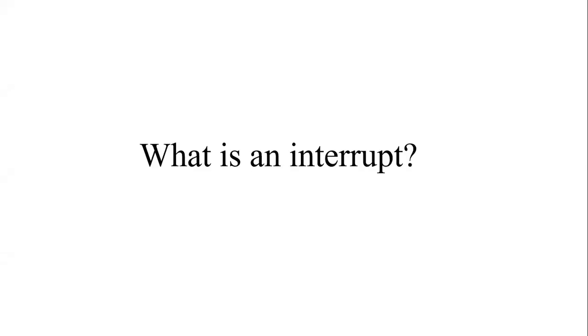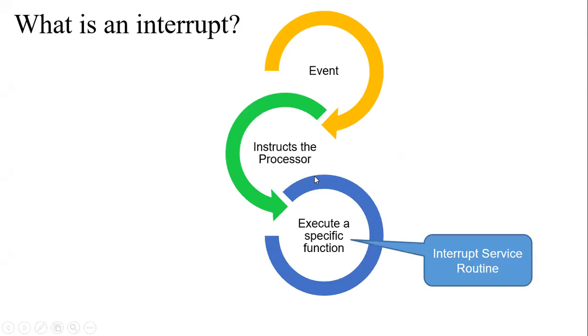Hi everyone. In this video, we will talk about interrupts with respect to computer architecture. So what is an interrupt? An interrupt is an event which requests the processor, or instructs the processor, to execute a specific function. This is called the interrupt service routine, which is written to serve that particular interrupt. That is again written by the programmers to serve that particular interrupt.